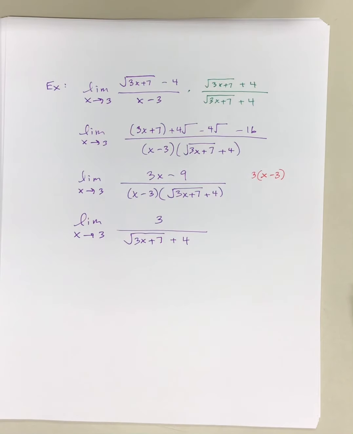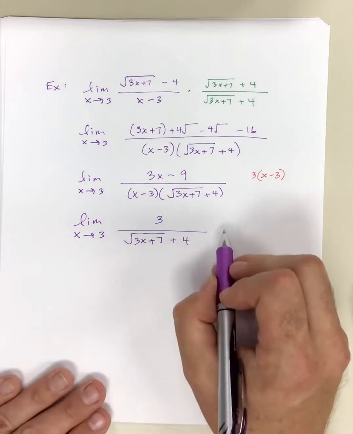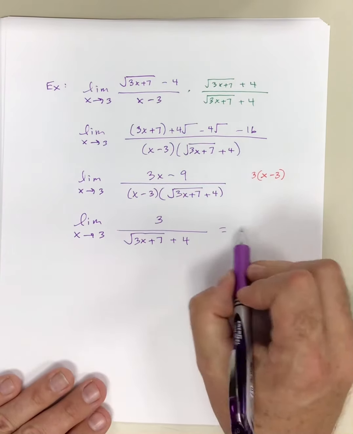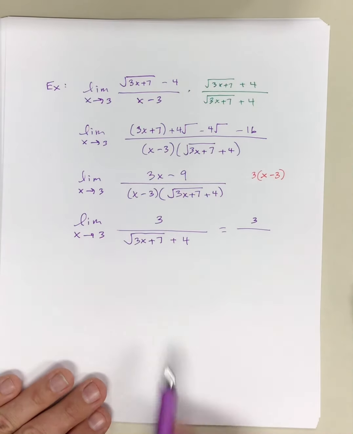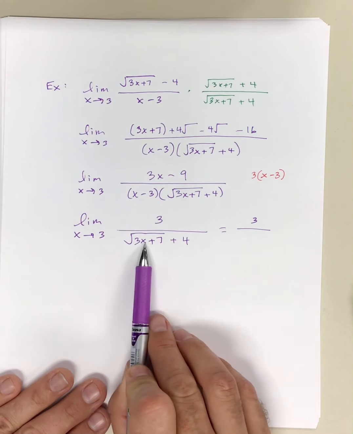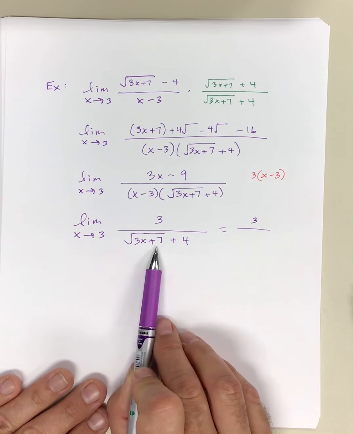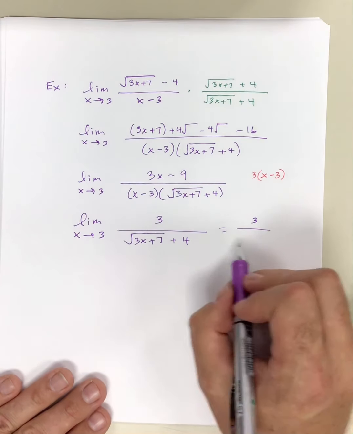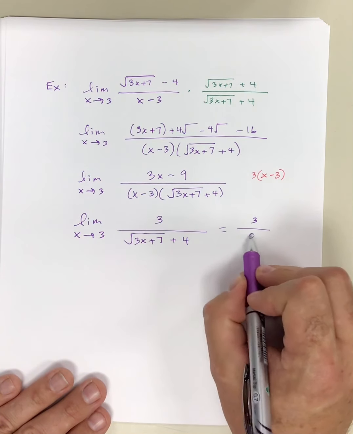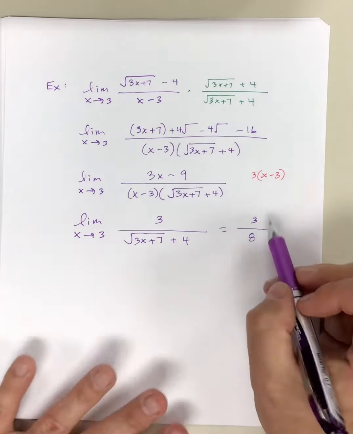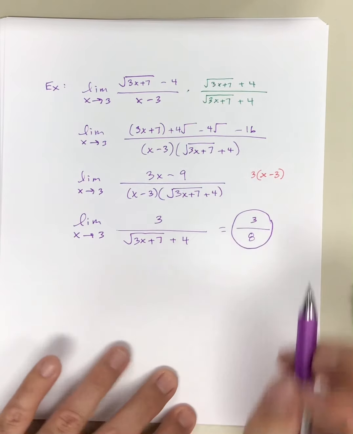We can now evaluate this with direct substitution. Plugging in 3, of course our numerator is 3. Here we have 9 plus 7, that's 16. The square root of 16 is 4. We've got plus 4, so 3/8 is the value of this limit.